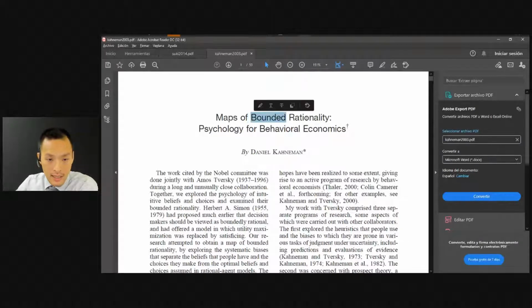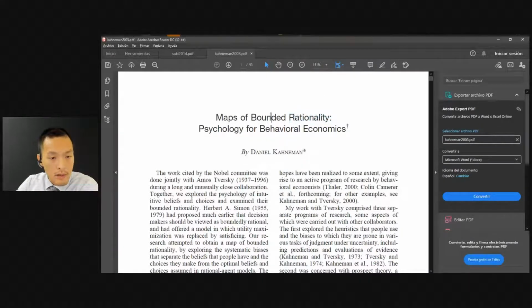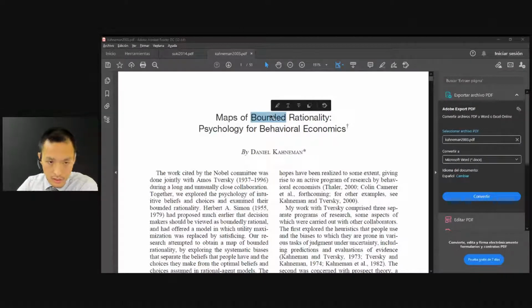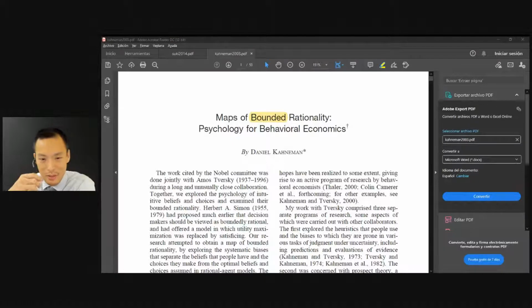Bounded rationality, right? Rationality means the ability to think logically. So the ability to take emotion out of the equation and just think about things in a reasonable manner, in a rational manner, right? And the word bounded is very interesting, right? This is what got him the Nobel Prize, right? This is what got him the Nobel Prize.